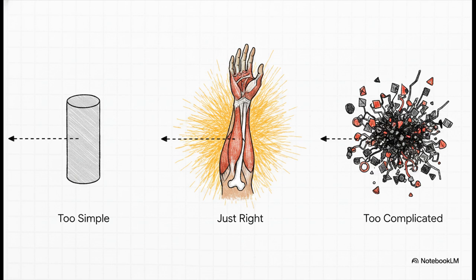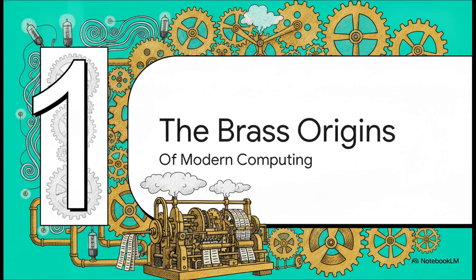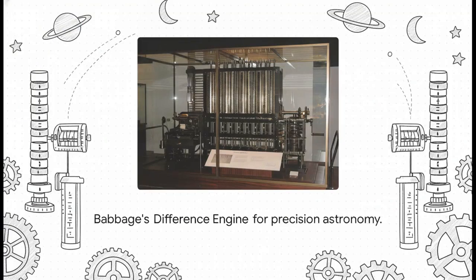It has to be just right. Section 1. The Brass Origins of Computing. To truly appreciate these modern digital marvels, we need to take a quick pivot and look at the highly surprising 19th century origins of all this. Long before electricity and silicon chips, the foundational ideas of computer simulation were already taking physical shape.